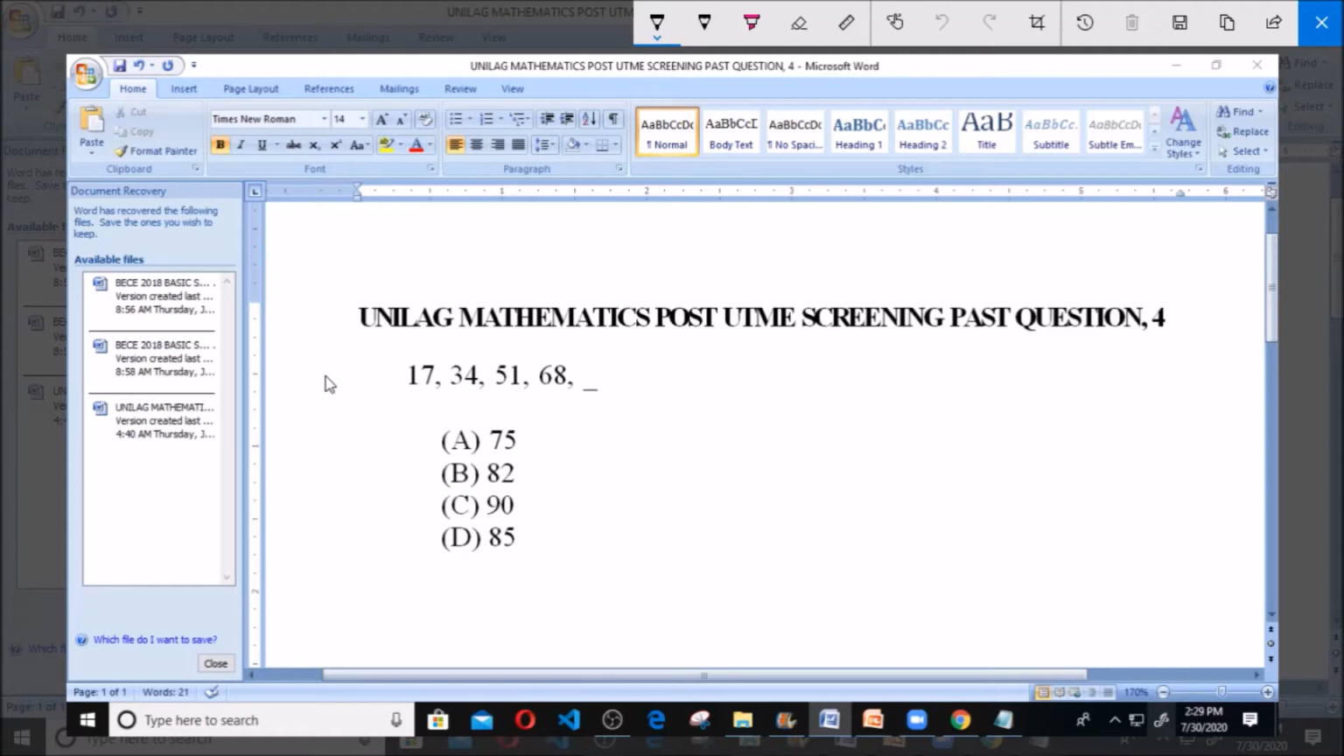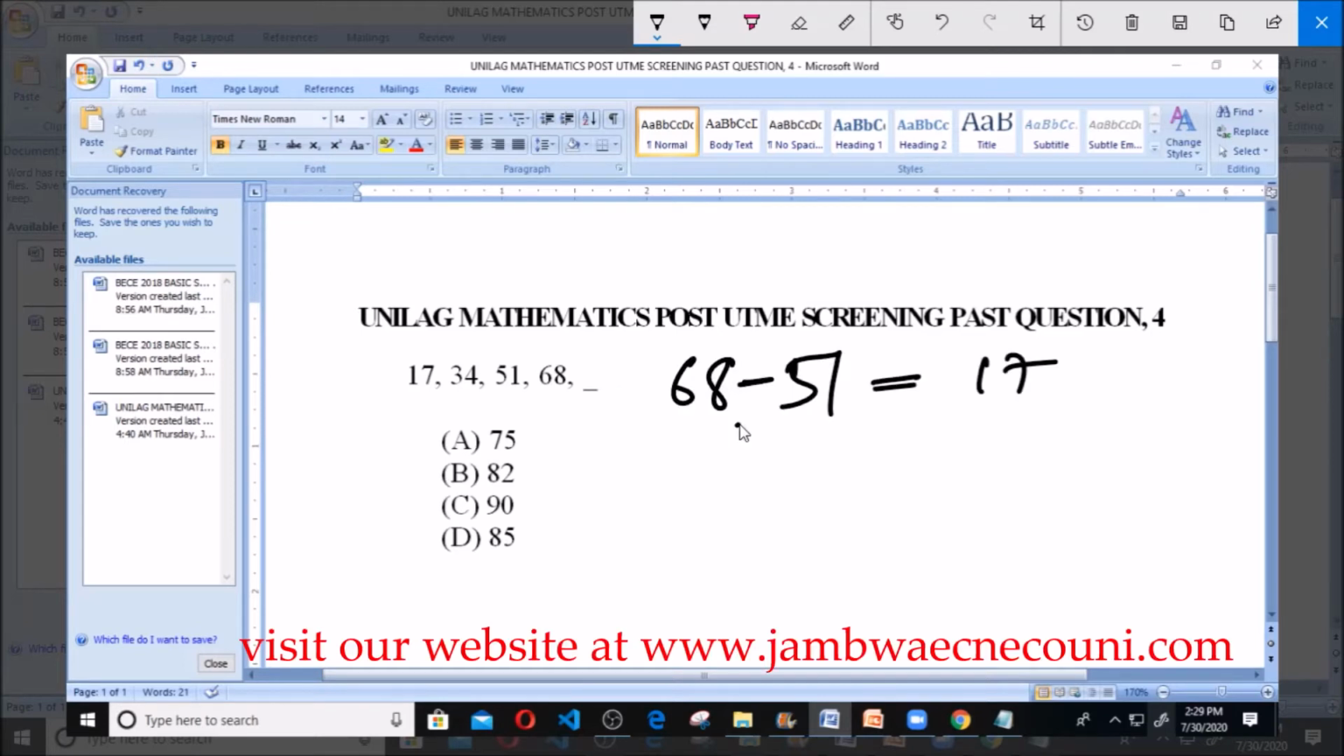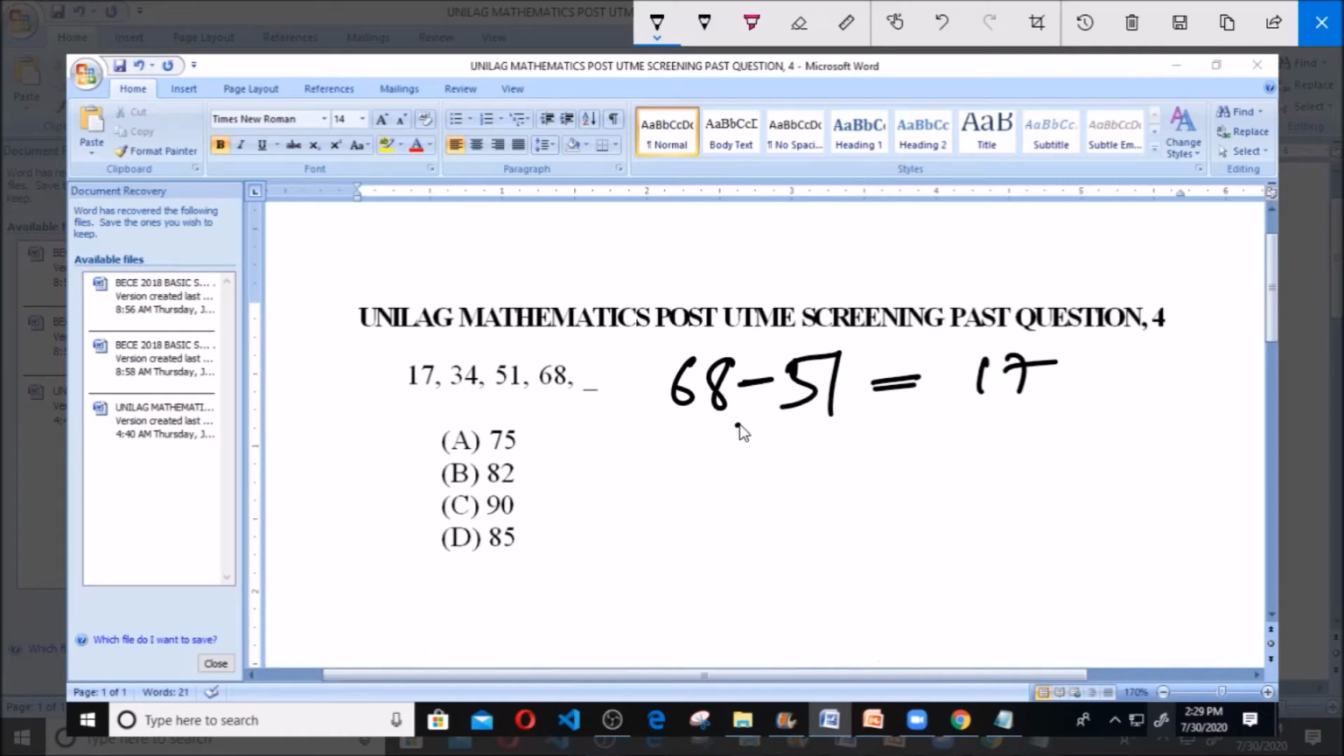Now if you are given a question like this, you look for the similarity or the sequence in which these numbers are being written down. On this particular question, when you do 68 minus 51, you get what? You get 17. If you do 51 minus 34, you get 17. You do 34 minus 17, you still get 17. Now from this, you agree with me that the difference between each of them is 17.